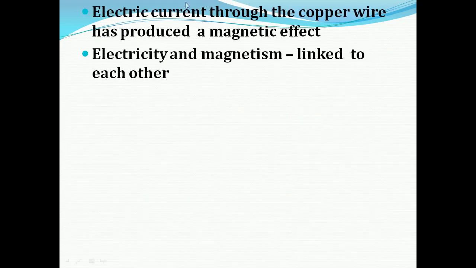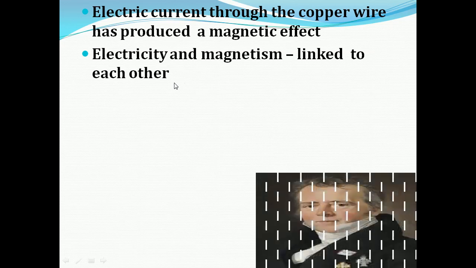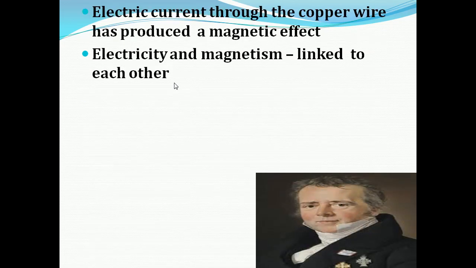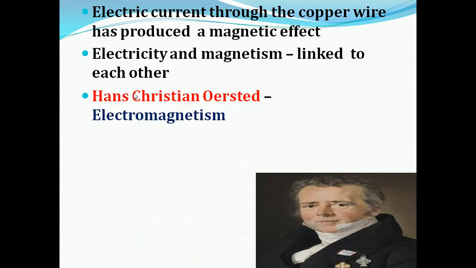As we have seen in the activity, the electric current through the copper wire has produced a magnetic effect, so that electricity and magnetism are linked to each other. Now, the scientist called Hans Christian Ørsted, one of the leading scientists of the 19th century, played a crucial role in understanding electromagnetism.